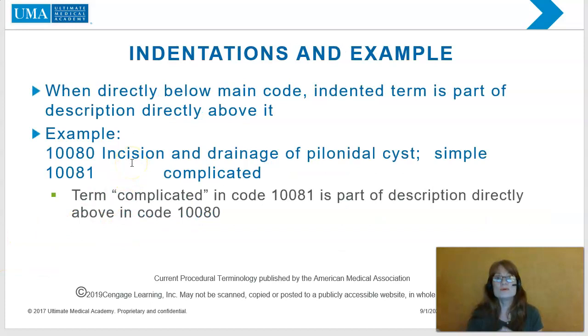You'll notice that when we do take a look at these codes, the indented codes are just that. Their code description is indented from the code above it. In other words, there's variables, there's variations to this incision and drainage. If it was a simple incision and drainage, then by all means we would use 10080. But if it was a complicated incision and drainage of a pilonidal cyst, then we don't need both codes. We only need 10081.